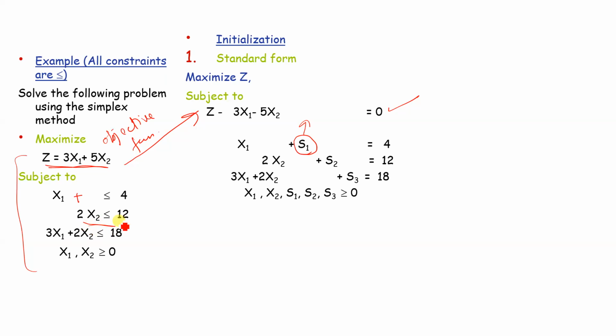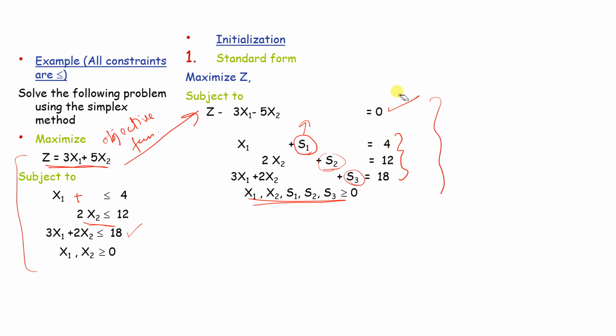From the second inequality, again a less-than-or-equal inequality, we have to add another slack variable to make it an equation: 2x2 plus s2 is equal to 12. This is the second slack variable. In the third inequality, we can write 3x1 plus 2x2 plus s3, a slack variable, is equal to 18. This is the equation form of this system, and all the variables involved are non-negative. This is the non-negativity constraint. Our functional constraints are these three.